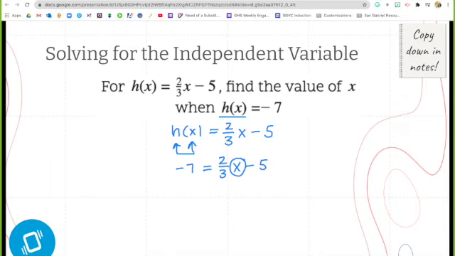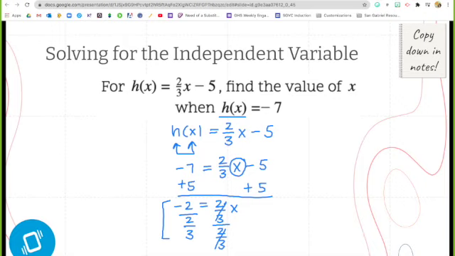So when I do that, I get, let's see, I add 5 on both sides, and then I'm left with negative 2 equals 2 over 3x. After I do that, I want to divide 2 over 3 on both sides. These two cancel out. This is kind of ugly, so I want to make it look nicer. So over here, I'm going to write down negative 2 divided by 2 over 3 equals x.